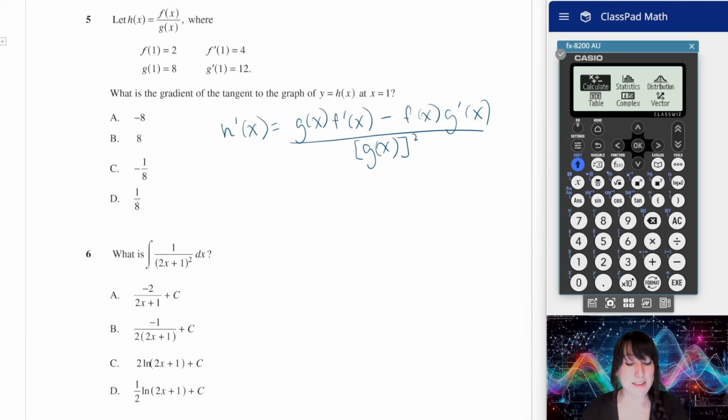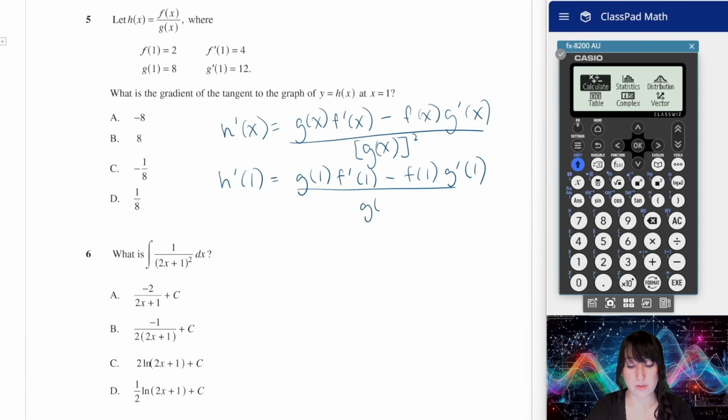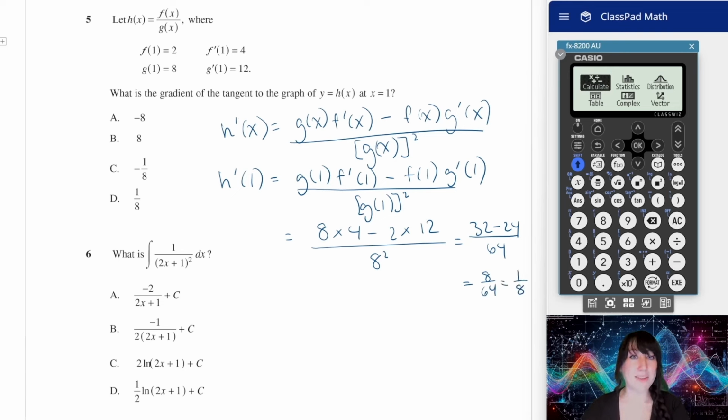Now, we're interested in the value of this derivative when x is 1. So that will be g of 1 times the derivative of f at 1, minus f of 1 times the derivative of g at 1, all over g of 1 squared. We have all the information we need, and we're just going to plug it all in. So this will be 8 times 4 minus 2 times 12 over 8 squared. So the answer is D.